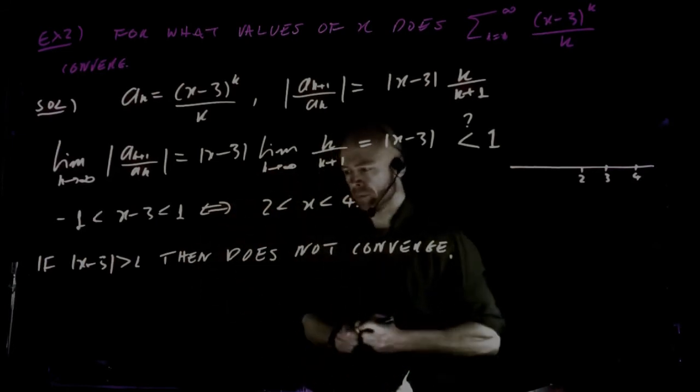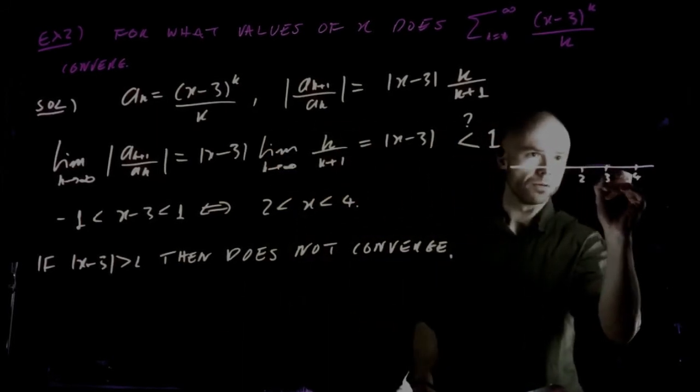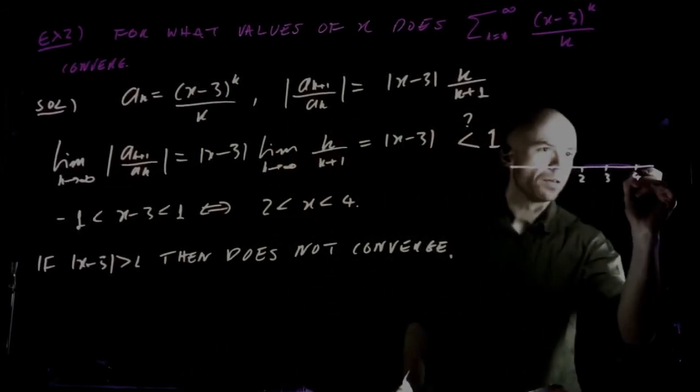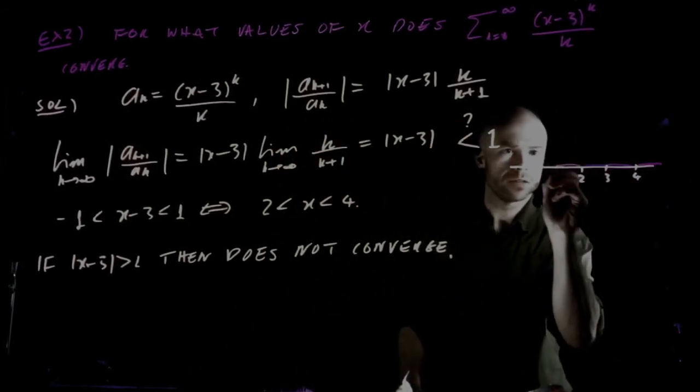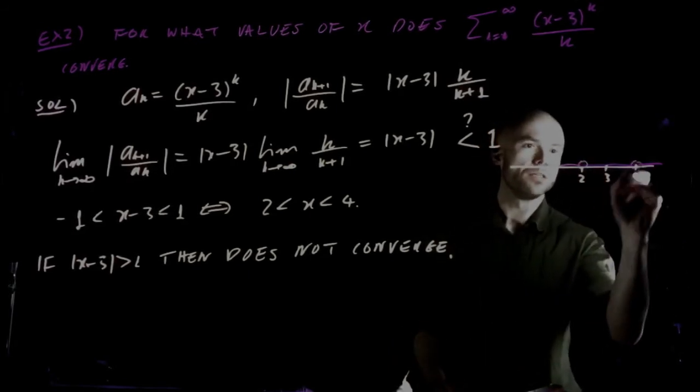So what do we know? We know that we're all good in this region strictly between 2 and 4. We know we definitely don't have convergence if we're less than 2 or bigger than 4, but we don't know about these numbers 2 and 4.